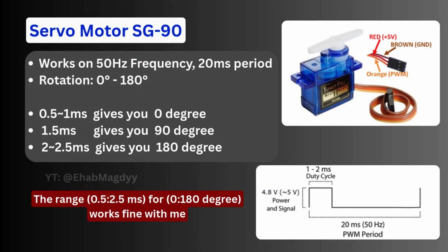The servo motor SG90 works on 50 Hz frequency, which means a 20 millisecond period, and can rotate from 0 degree to 180 degrees. We can move the servo to a specific angle by generating a PWM signal that has a pulse width between 1 millisecond and 2 millisecond, which is the standard range. But the extended range, which is from 0.5 millisecond to 2.5 millisecond, works fine with me.